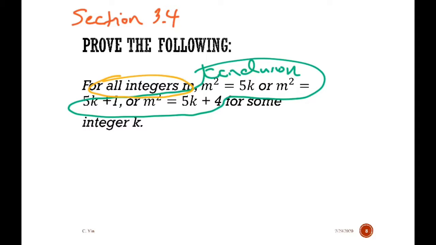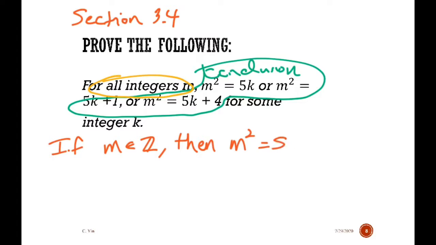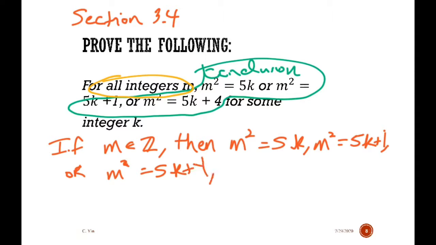And so if we wanted to write this into an if-then kind of format, we could say something like, if m is an element of the integers, then m squared is equal to 5k, or m squared is equal to 5k plus 1, or m squared is equal to 5k plus 4, where k is an integer. All right, so that's what we're aiming for here.